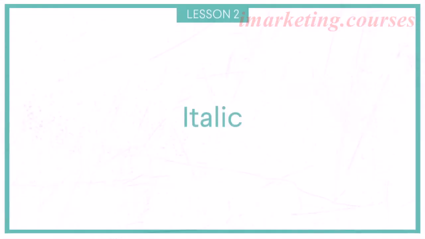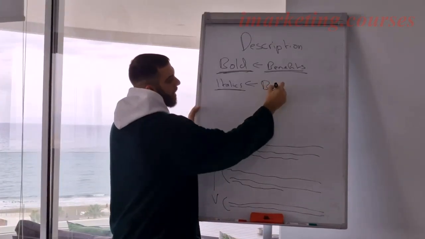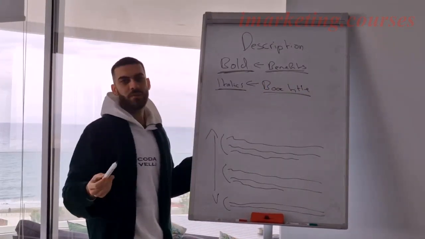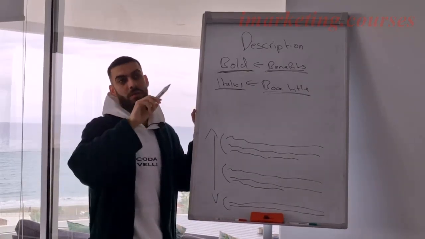Now, italic, this is just when the words are a little bit bent. I usually make my book title italic. That's basically it. Italic doesn't really draw your attention. So I just make the book title italic so people can see that I'm talking about the book title.